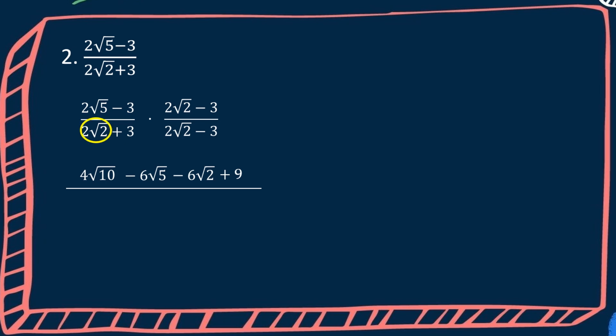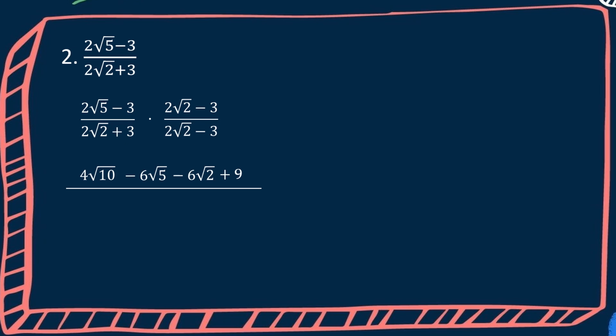2 square root of 2 times 2 square root of 2 is equal to 4 square root of 4. Positive 3 times negative 3 is equal to negative 9. 4 square root of 4 will now be written as 4 times 2. 4 times 2 is equal to 8. And 8 will now be subtracted to 9. The answer is equal to negative 1.